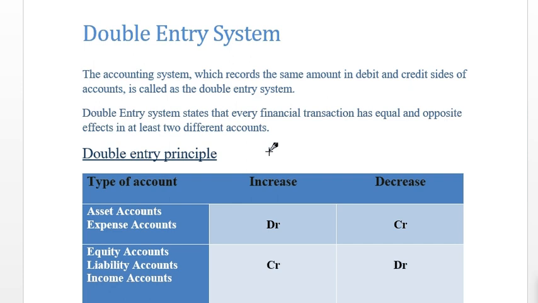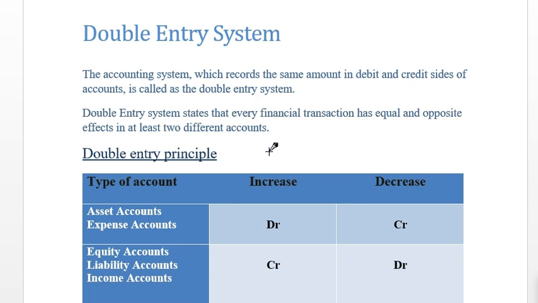Look at the other definition I have given. Every financial transaction has equal and opposite effects in at least two different accounts. Here the word "at least" is very important, because sometimes a double entry may contain more than two entries. Right? So let's see what the basic double entry principle is.